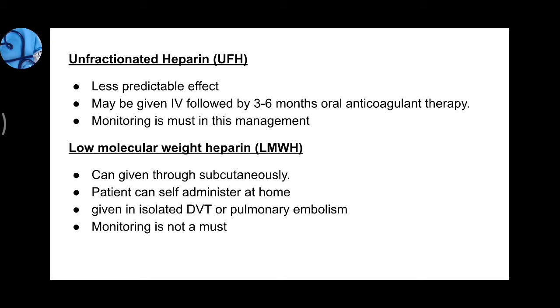For DVT, we administer unfractionated heparin and low molecular weight heparin. Unfractionated heparin has a less predictable effect and may be given IV, followed by 3 to 6 months of oral anticoagulant therapy. Monitoring is a must in this management. When talking about low molecular weight heparin, it can be given subcutaneously. The patient can self-administer at home, and it is given in isolated DVT or pulmonary embolism. Monitoring is not a must.